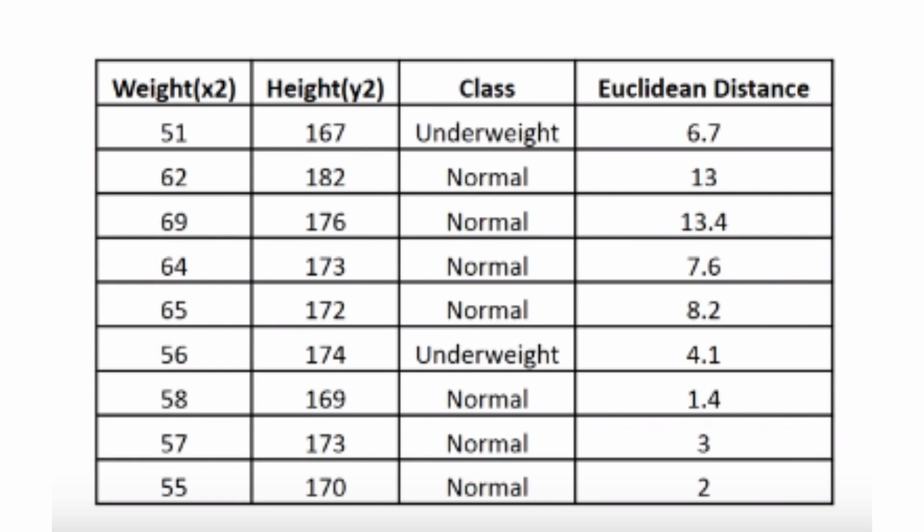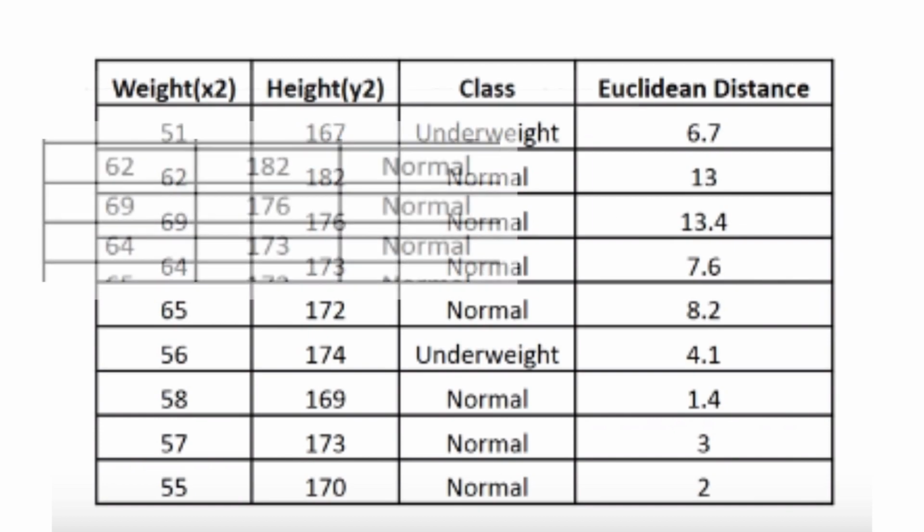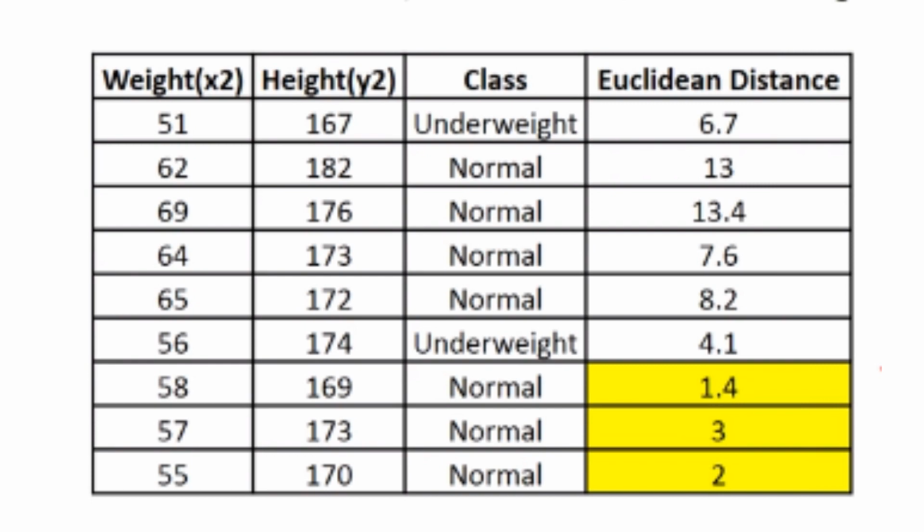Now, assuming that we already calculated every distance of the points and we will use 3 as the value of our k, now we just need to get the first 3 that have the lowest Euclidean distance, which makes our unknown value normal. And that's it.